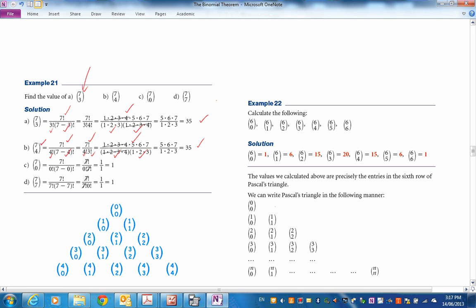Because what we're going to find, and you can check this other one out, 7 factorial over 0 factorial and so on, that's 1 over 1. That's one we just did. 7 factorial over 0 factorial is 1. So those values now are being calculated instead of drawing up Pascal's triangle. Do you see it down here?